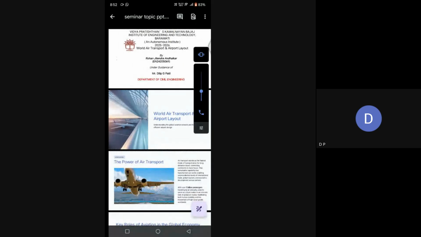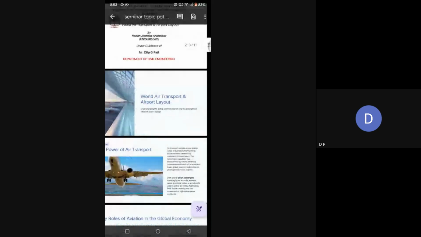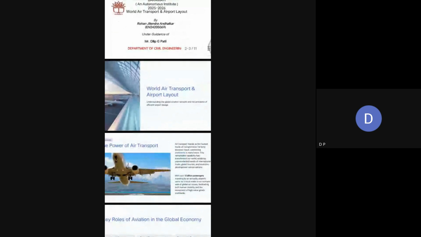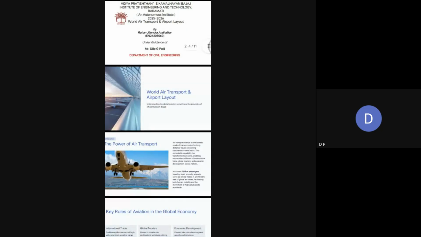Good morning, friends. My name is Rohan Jitendra Andekar, roll number 69. My topic name is World Air Transport and Airport Layout. Air transport stands as the fastest mode of transportation for long distance travel, connecting continents in mere hours. This remarkable capability has transformed our world, enabling unprecedented levels of international trade, global tourism, and economic development across the nations.